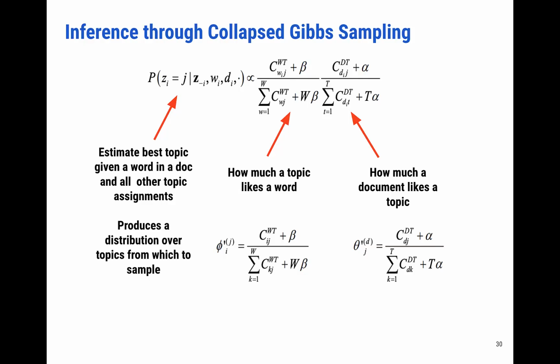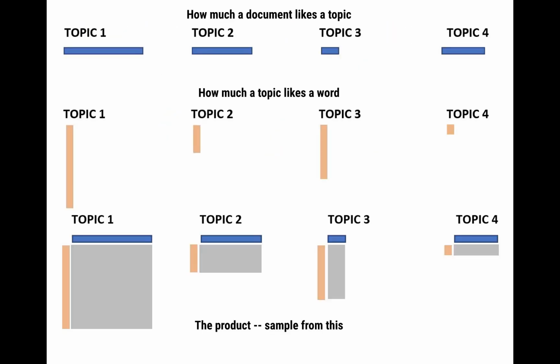I know it sounds complicated the way I'm describing it. So visually, you can imagine it this way. For any given document, you're going to have concentrations of topics. You can see on the top that this document likes topic 1 more than it likes topic 3, say. And then you see how much each topic likes a word. You'll see that topic 1 likes this particular word more than, say, topic 4 does. Then you multiply those things together, and you end up with a product that tells you what the topic is that's most likely to be assigned. And so here it's going to be topic 1.